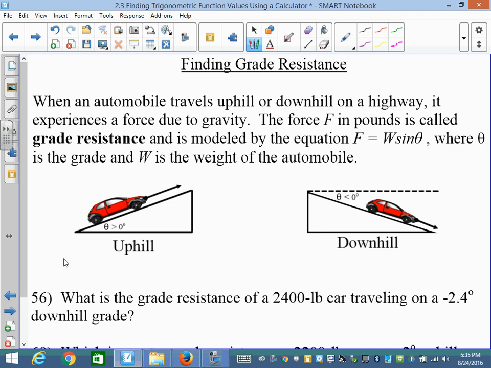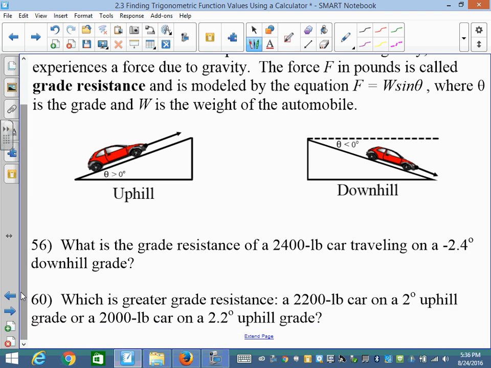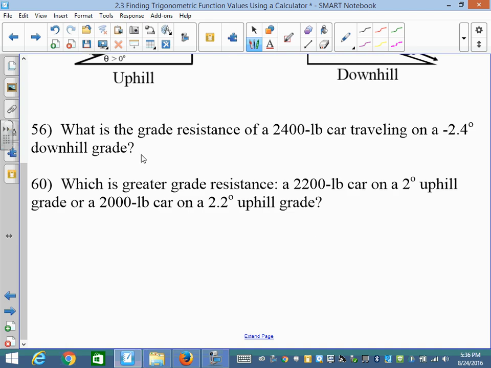So theta is the grade, W is the weight of your car. So if you're going uphill, it will be a positive value, or theta will be a positive value. And if you're going downhill, theta will be a negative value. So the very first problem says, what is the grade resistance of a 2,400-pound car traveling on a negative 2.4% downhill grade? So we go on there going, okay, well, my function is F equals W times sine of theta.